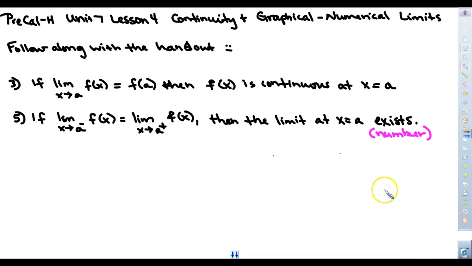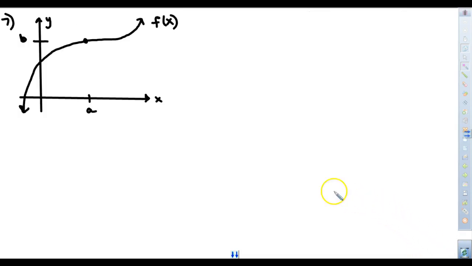Now, none of that really makes sense yet, but I'm going to repeat myself, all right, a lot as I go through some examples. And we're going to start with number 7 on your handout.